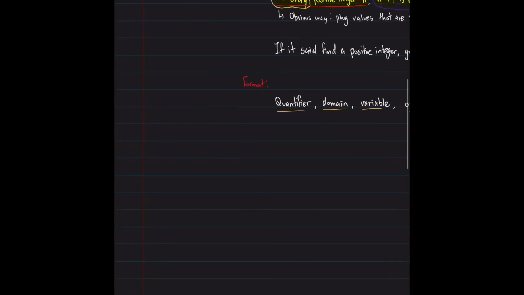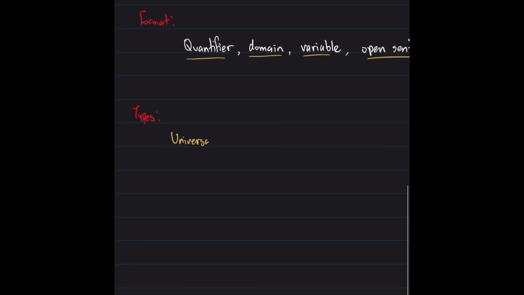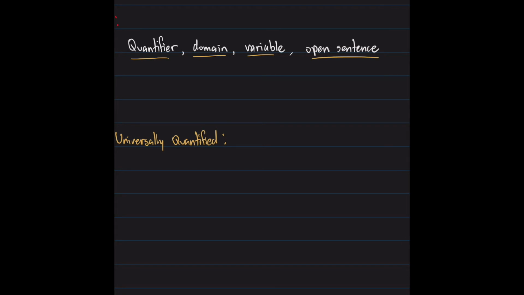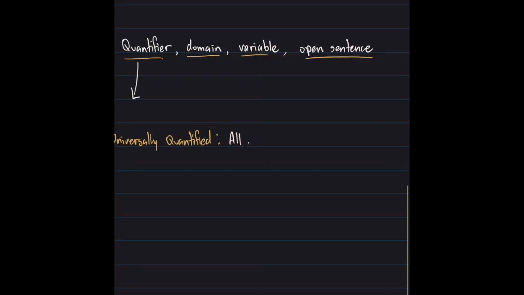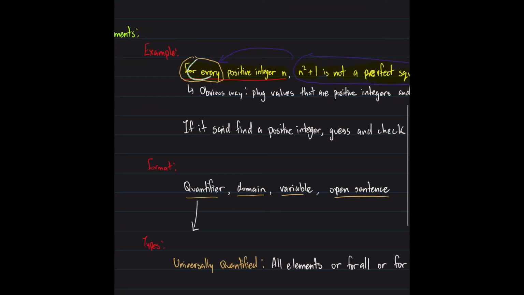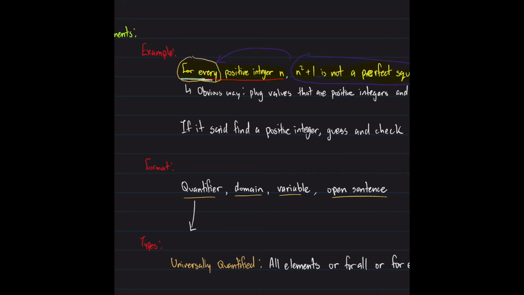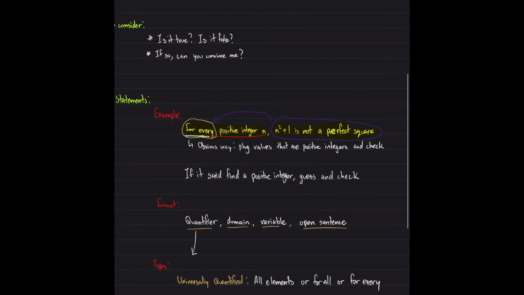Before we try an example, I'm going to talk about what types of mathematical statements there are. Quantifiers break down into two types. Firstly, we have universally quantified, so all elements, or for all, or for every. These are all ways of denoting this. If we look back to our example, we know that it says "for every," so it's universally quantified, because we're saying for every single value of n, this is satisfied.